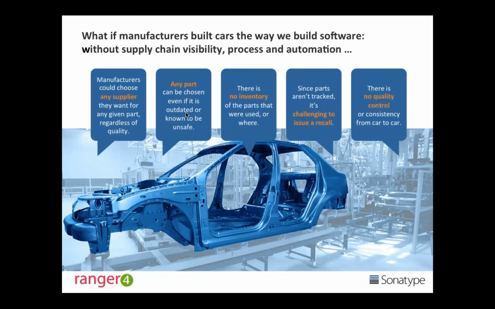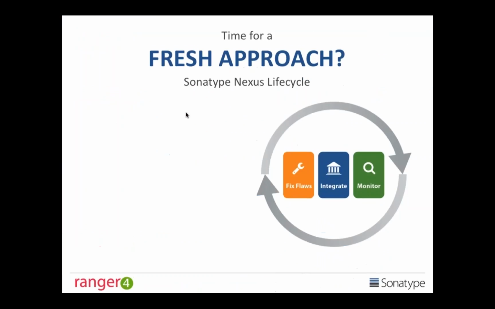Can you imagine if we built cars the same way we built software? So we didn't know what's inside them. We didn't know what the quality, what the parts were. It's a high-performance car. Does it have high-performance brakes? We just wouldn't buy cars.